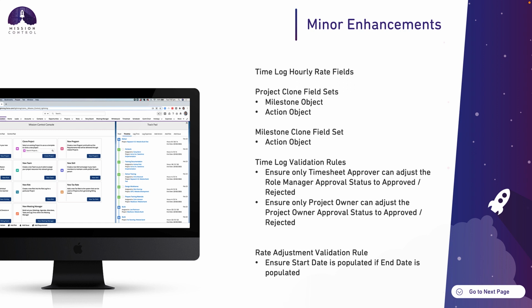There's a few validation rules being included to ensure the only person that can actually approve the time log is the person that's specified. So if you're trying to approve or reject a time log, you will only be able to do that if you are the role manager or the project owner. And then there's also a validation rule being added to the rate adjustment to ensure that if you are specifying an end date, you must specify a start date.